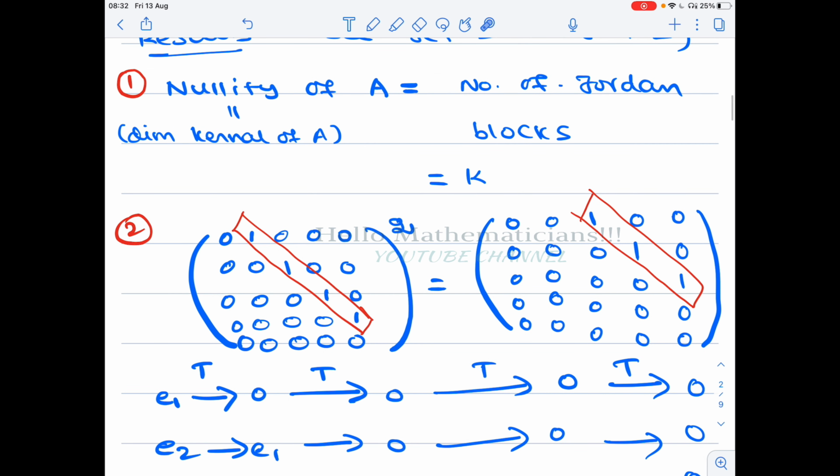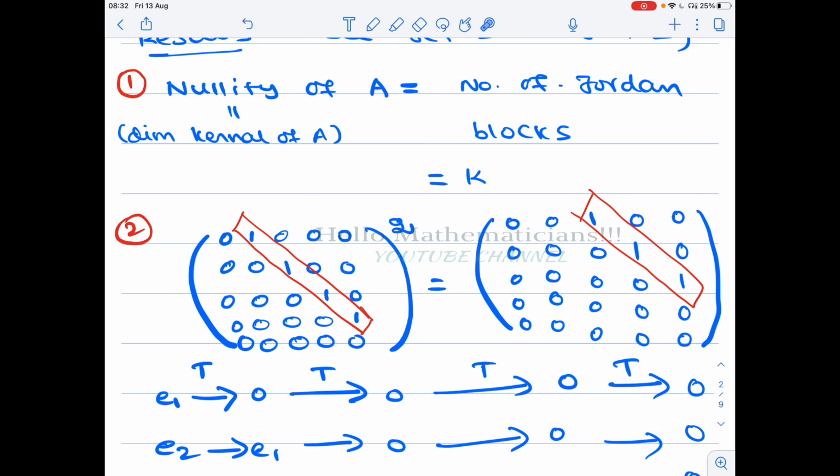Now, as I said, we want to understand the powers of a Jordan block. So this is a 5 by 5 Jordan block corresponding to the eigenvalue 0. If we calculate the square, what happens is these ones are shifted one step above. So, okay, it goes here.